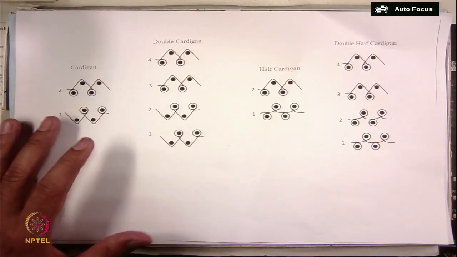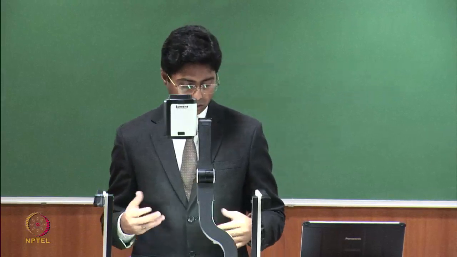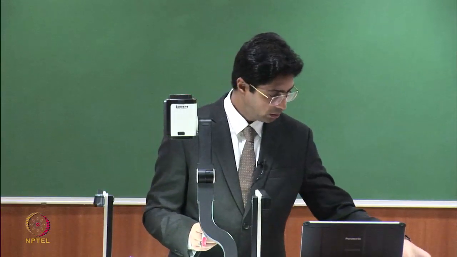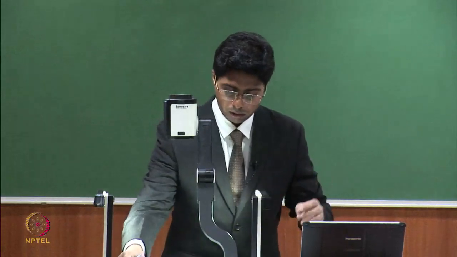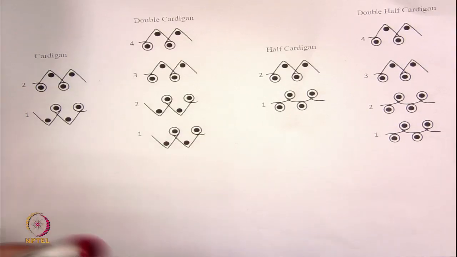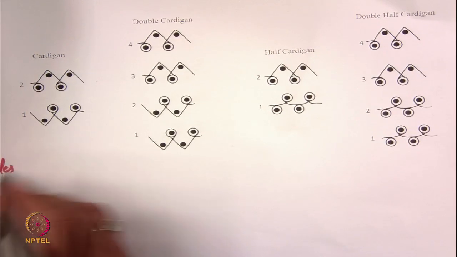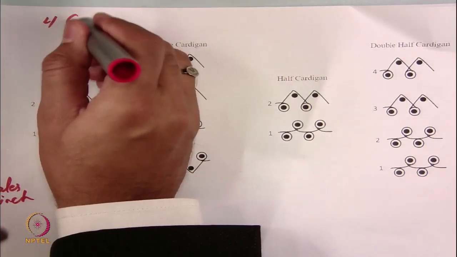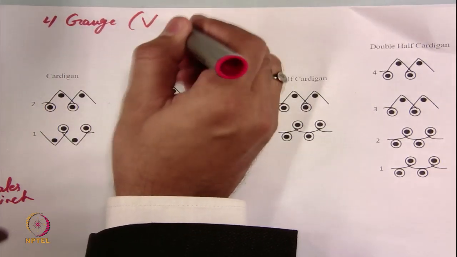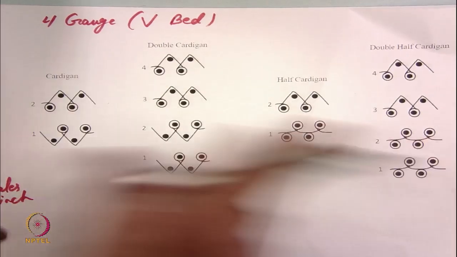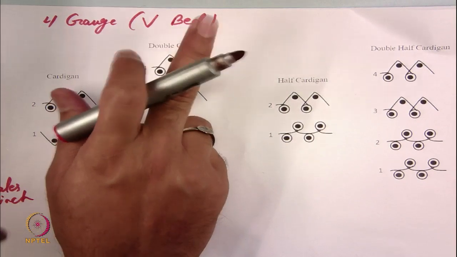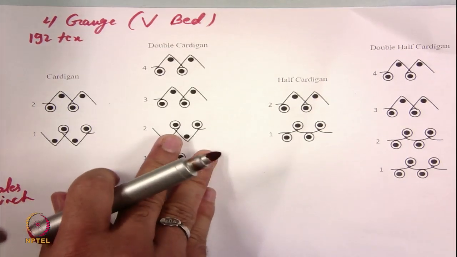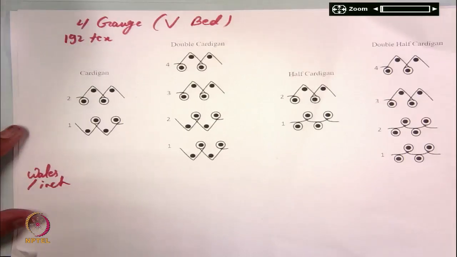So you know how you can take out the yarn, measure the loop length, the thread density, the density of the fabric. Everything you can measure for the cardigan. Now let's see the wales per inch and courses per inch of the fabric. The machine used was a 4 gauge V bed machine. I made all 4 samples on it, and the yarn count was around 192 tex, which I already showed you in double jersey fabric characterization. I expect you to please go and review this.